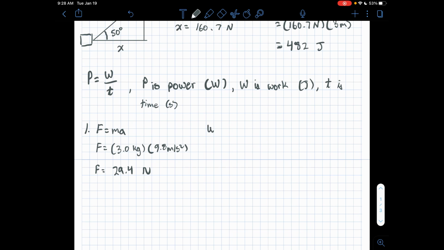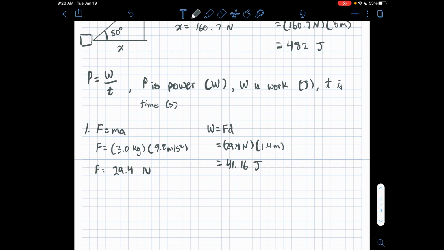Now that we have that, we can calculate the amount of work being done. Work is equal to force times distance. We have the force, 29.4 newtons, which is multiplied by a distance of 1.4 meters. The backpack's being pulled straight up. So you'd have 41.16, and that's work in joules.